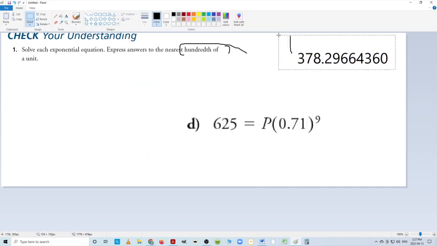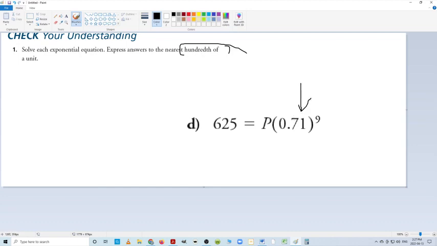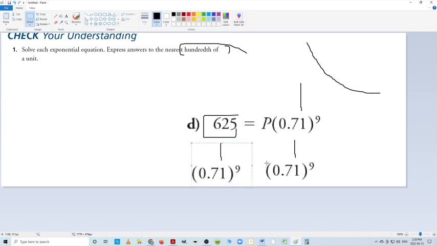And then finally, this does the same thing. This is a depreciation. How do I know it's a depreciation? Because this is less than 1. 0.71 is less than 1. That means I have a decay curve. It ended up at 625, which means it's going to start at a higher value. So you can expect P to be bigger than 625. And just like I said last time, that P is multiplying this mess over here, so I can just divide that mess on both sides, and I will get my answer. Now clearly it cancels on this side.